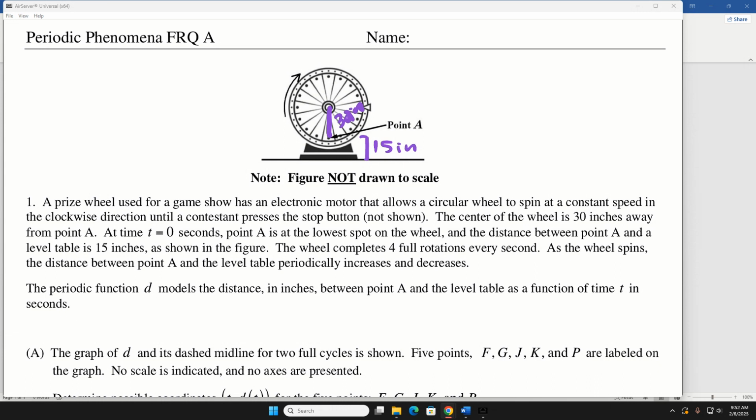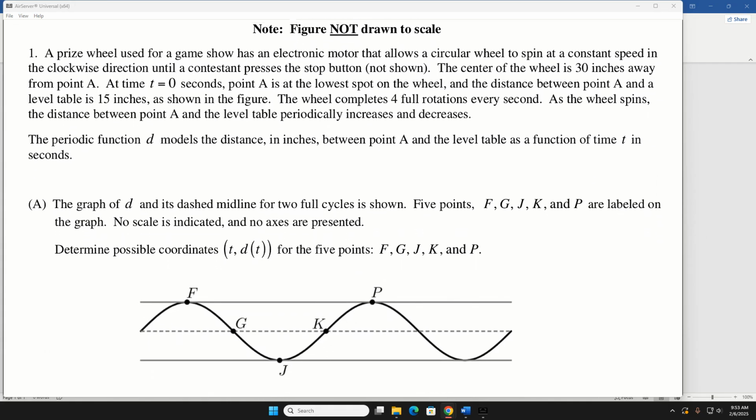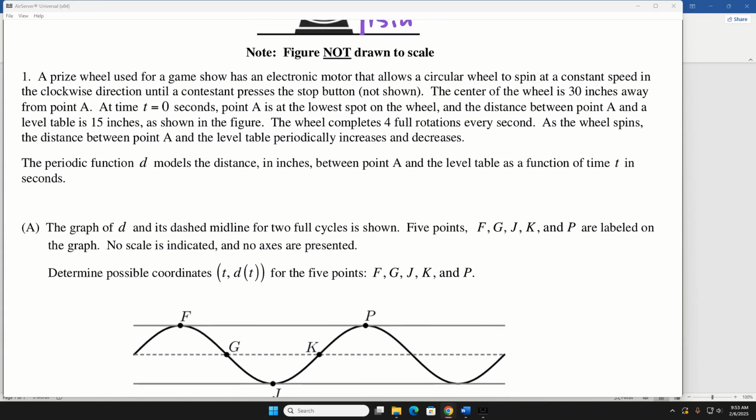The wheel completes 4 full rotations every second. As the wheel spins, the distance between point A and the table, so all of these distances are from wherever point A is to the table, changes or periodically increases and decreases. Okay, so we have this model D that gives that distance between point A and the table.